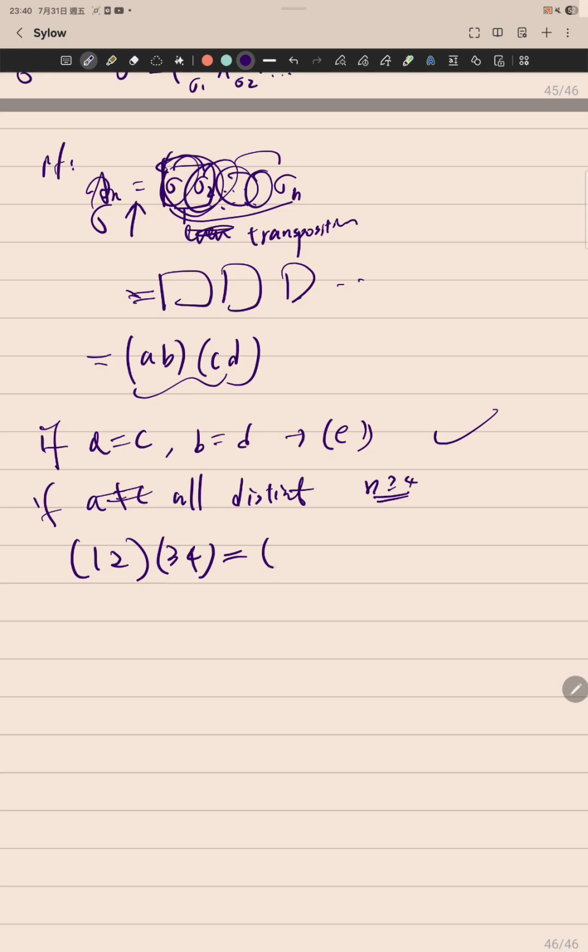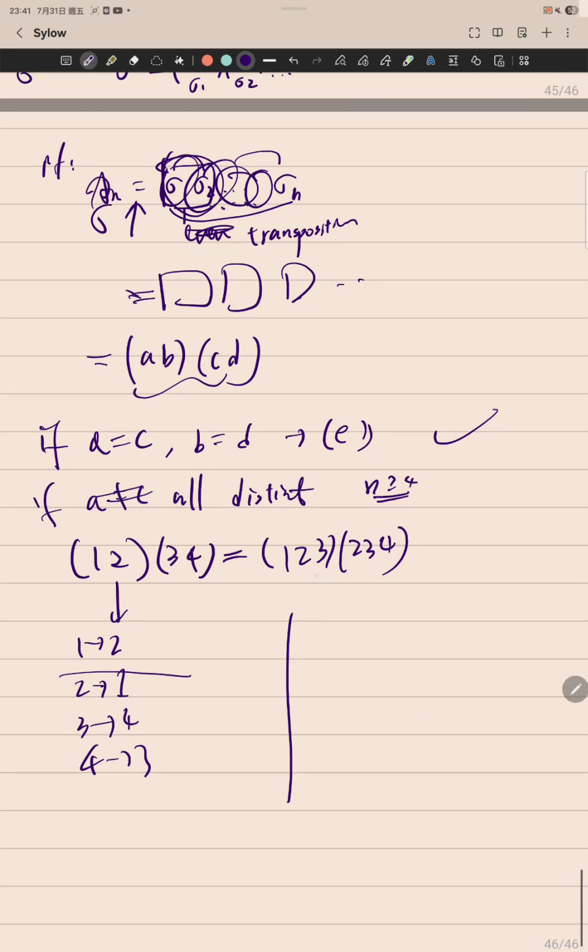I can check. Basically, you need to check this. It's 1, 2, 3, 2, 3, 4. Okay, so let's do this. So this is the same as 1 map to 2, 2 map to 1, 3 map to 4, 4 map to 3. Okay, how about this?